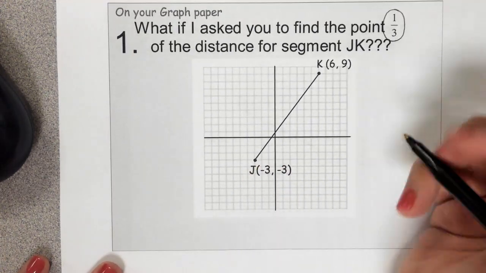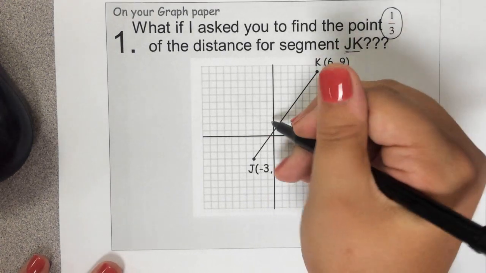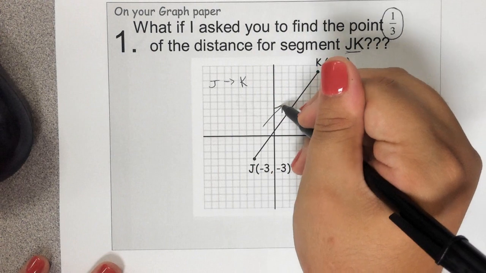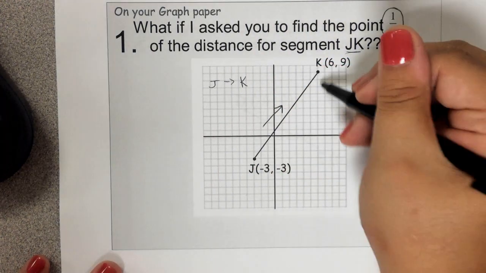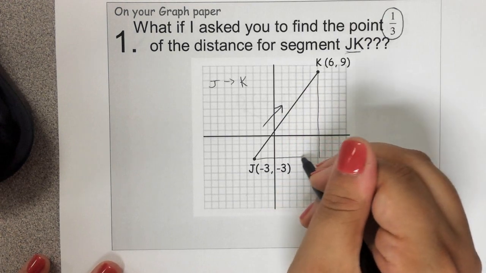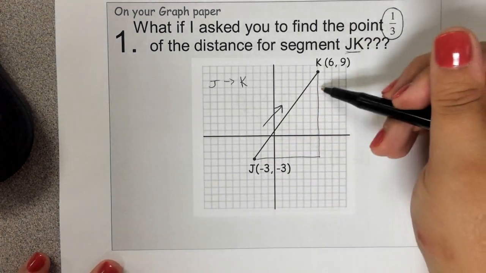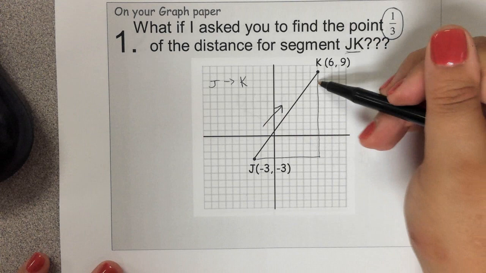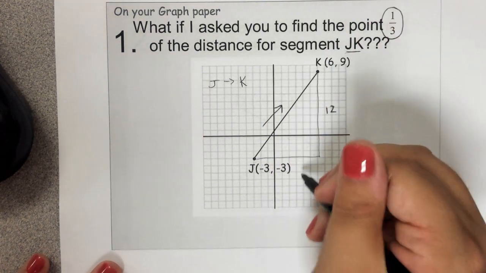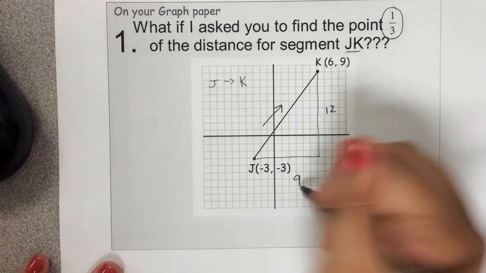So I'm going to do the same thing. And because it says JK, I'm going from J to K. So I'm going like this. Okay? So I'm going to do my triangle. And this is going to be 12. And this is going to be 9.